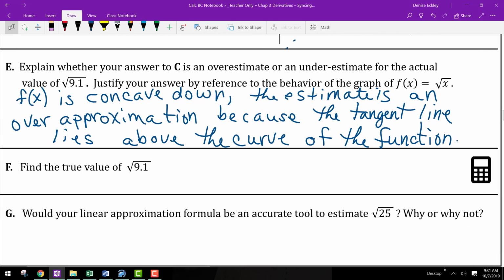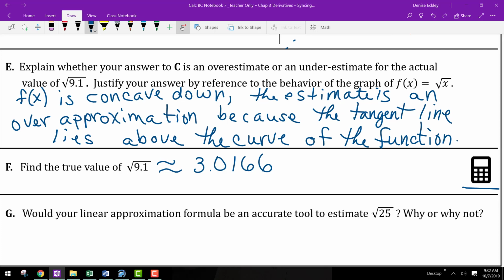So I said you could use a calculator here. So the true value of the square root of 9.1, to the same number of decimal points, is exactly the same. So would your linear approximation formula be an accurate estimate tool for the square root of 25? Why or why not?